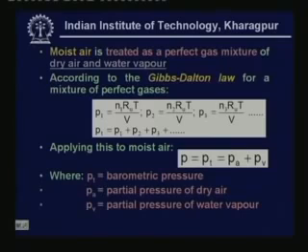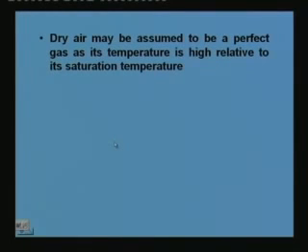So as I said, moist air is treated as a perfect gas mixture of dry air and water vapor. What is the justification? How do you justify this assumption that dry air behaves as an ideal gas and water vapor behaves as an ideal gas? This is justified because dry air may be assumed to be a perfect gas as its temperature is high relative to its saturation temperature.